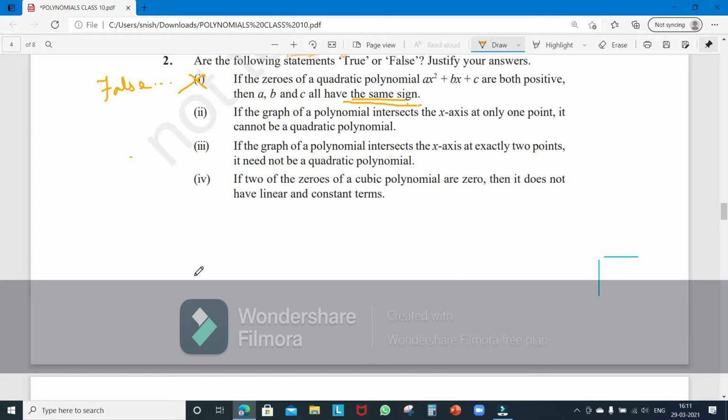Okay, so now for a quadratic polynomial, the number of roots can be 0, 1 and 2. So here if it's intersecting the x-axis at only one point, it means that the number of roots is 1. And can a quadratic polynomial have only one root? Yes, definitely it can. So they said that it cannot be a quadratic polynomial, so it's false, because it can be a quadratic polynomial. Okay, so this is a false statement, right?